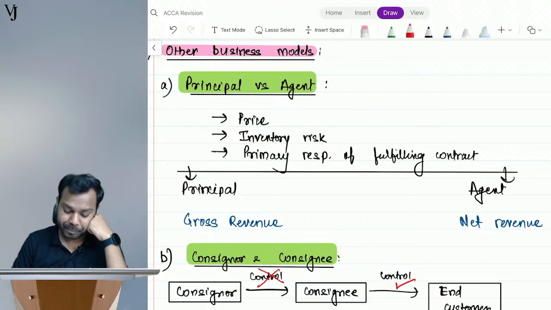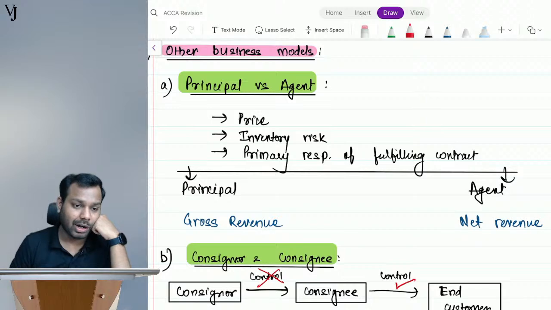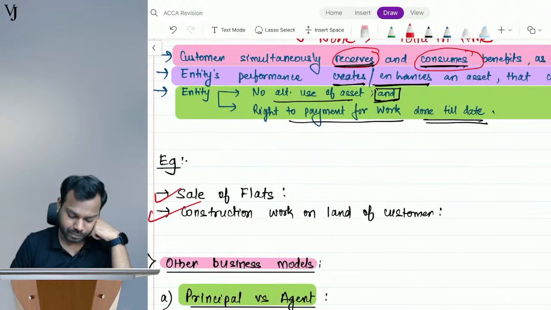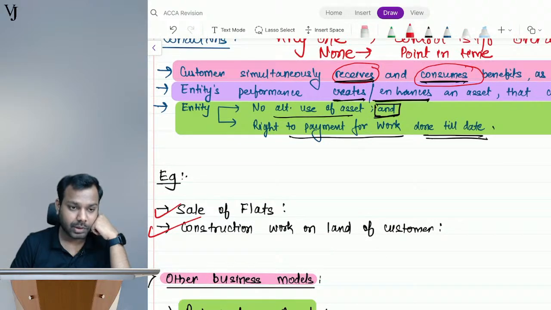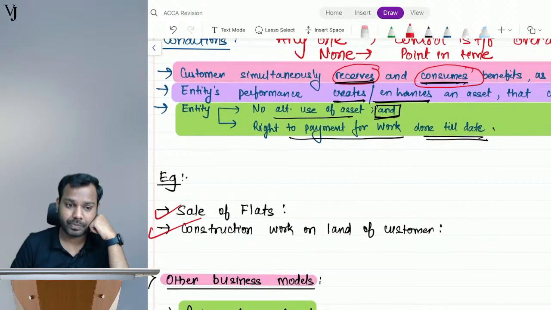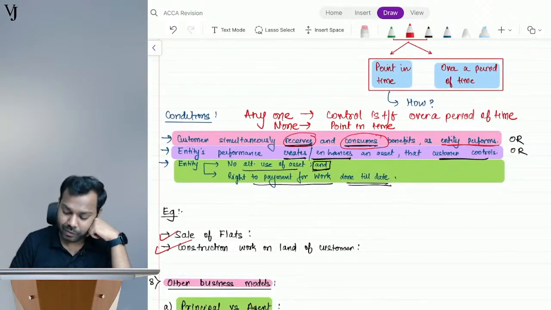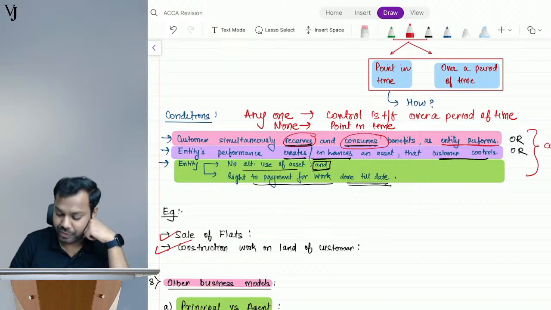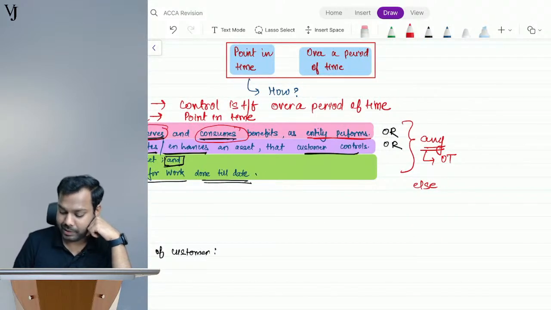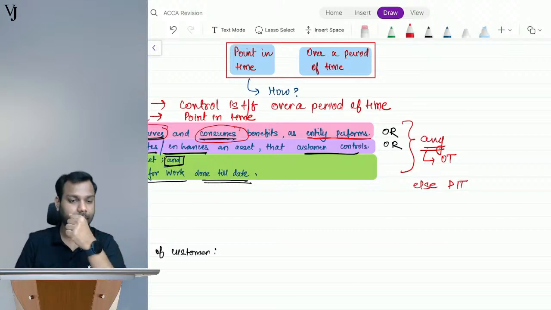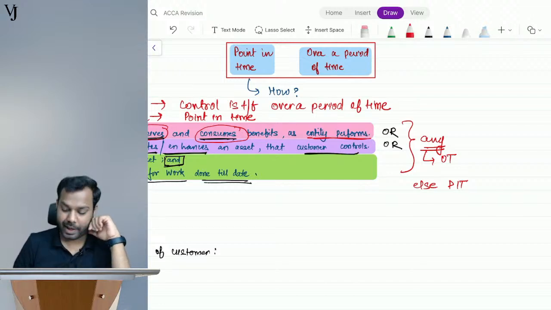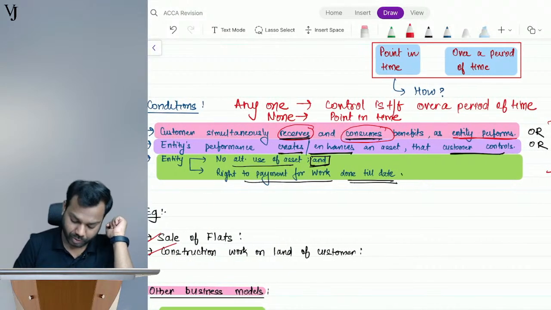Understand, guys? Understand business models. So the first business model is principal versus agent. Which one are you telling, Vishakha? See, what I am trying to say is, if any of these conditions get satisfied, it is over time. Else, it's point in time. Okay, I hope this is clear to everyone. Now moving on to the other business models.